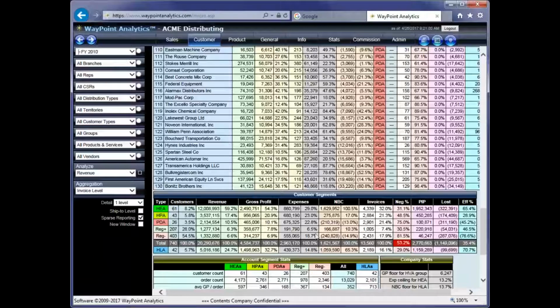The other accounts here are the accounts that are not on this report. They're the regular accounts, which are not high volume. And there's two categories in there. There's a regular plus, which are the money-making regular accounts. It's about 28% of the business here, 207 of them.